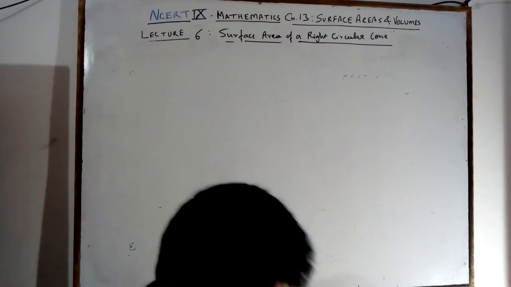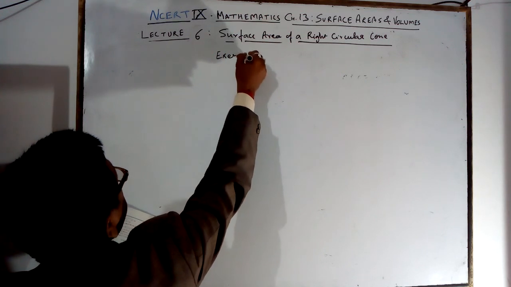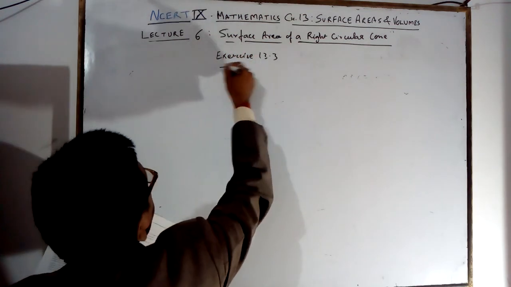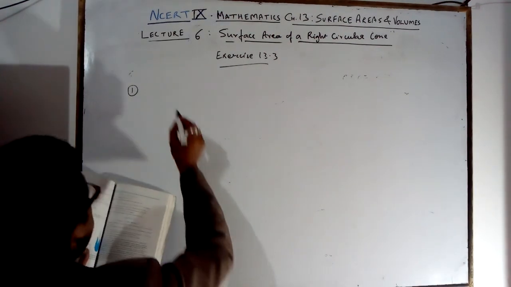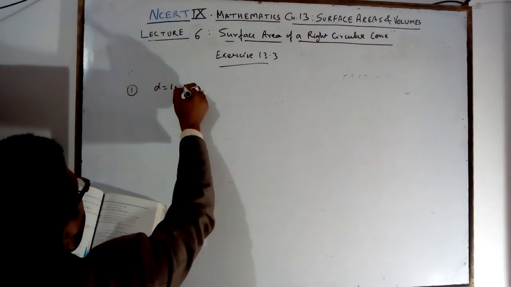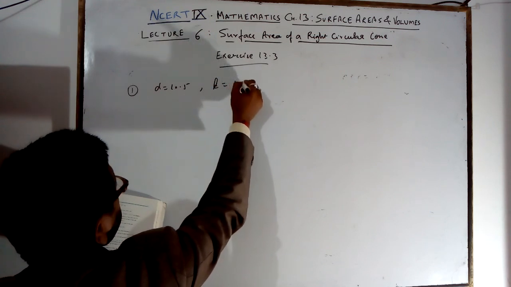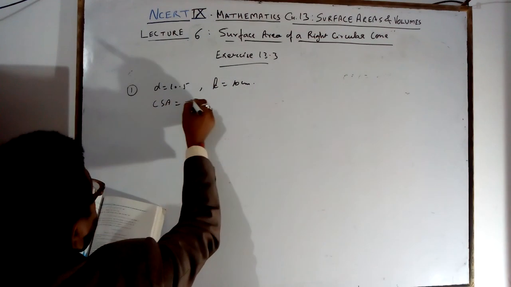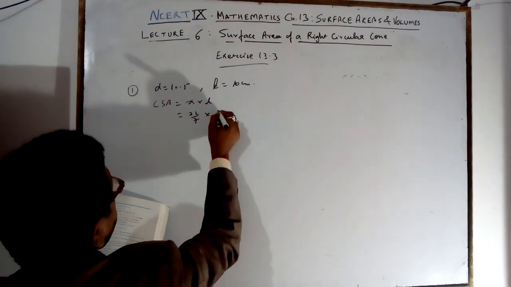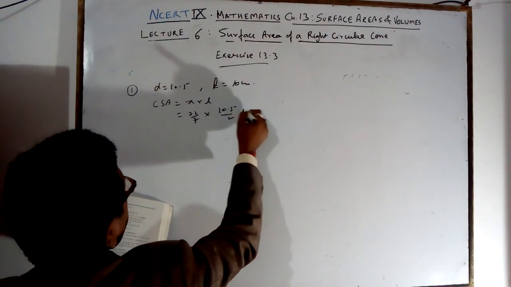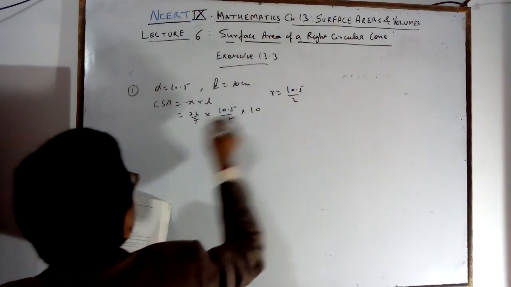Exercise 13.3. Question number 1. The diameter of the base of a cone is 10.5 and the slant height is given as 10 centimeter. Find the CSA. Pi r l, that is 22 by 7 into 10.5 by 2 into 10, because radius is 10.5 by 2.